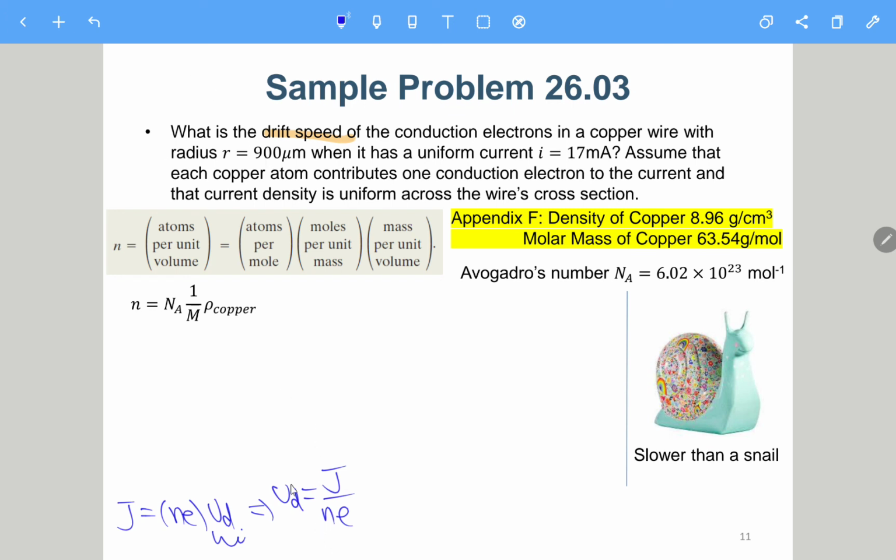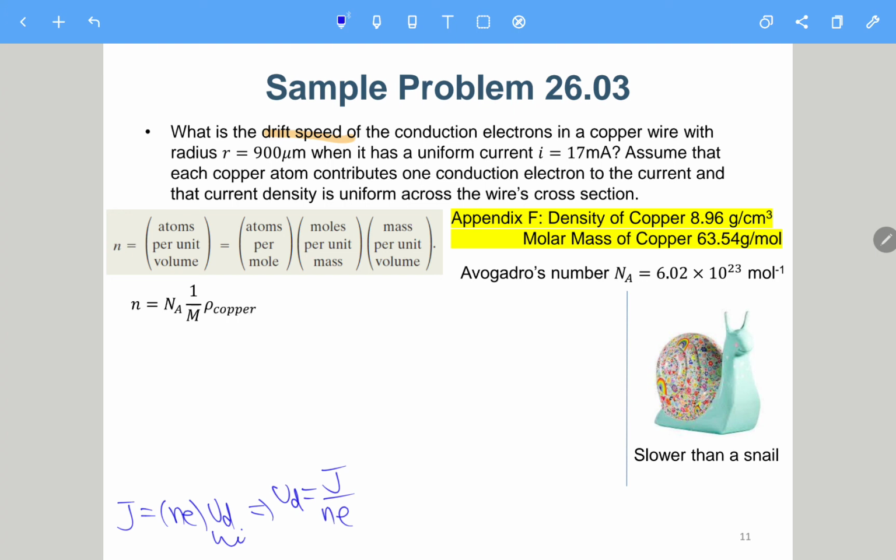Okay, so the next thing is to find N. N is the atoms per unit volume. So it's split into three terms. One is the atoms per mole, which is the Avogadro number, 6.02 times 10 to the 23. You should have learned it in a chemistry class in high school, I suppose. So this is N_A, atoms per mole, and then we have moles per mass, and then mass per volume. So mole cancels, mass cancels, and altogether we have atoms per volume. The moles per unit mass we can check in Appendix F for copper, and also the mass per unit volume, which is the density of copper, we can check in the appendix. So we get this value.